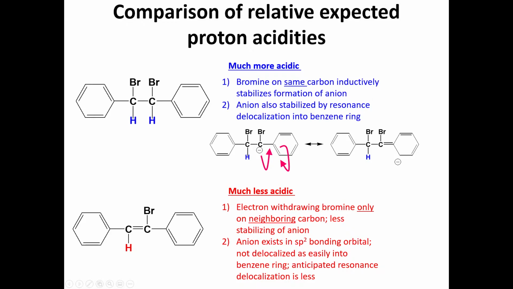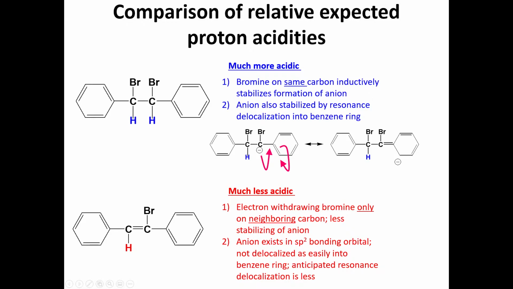And this is because the hydrogens on stilbene dibromide are a little bit more acidic. This is because bromine is on the same carbon, which inductively stabilizes the anion. Not only that, but the anion can also be stabilized by resonance by delocalizing into the benzene ring. So you can see we can move this negative charge all around the benzene ring to stabilize it.